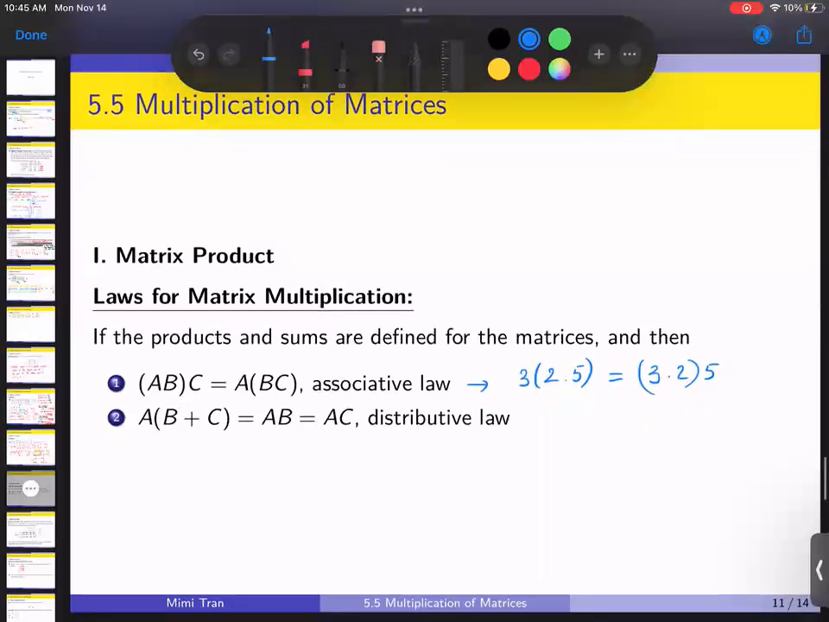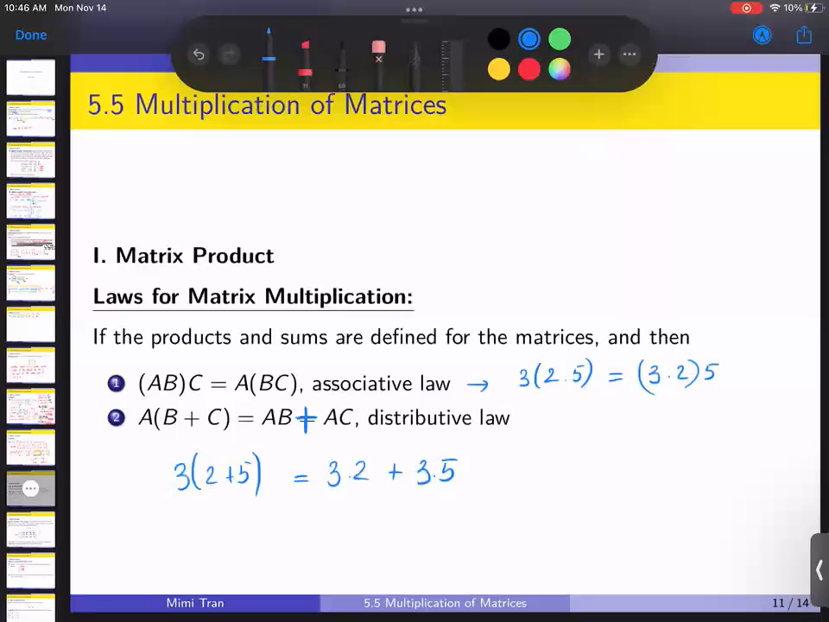Or the second law, say the distributive law: if I add the two matrices, so add B and C, and then multiply by A, it's the same thing as distributing, A times B plus A times C. I'm sorry, it should be a plus here. Right? Just like numbers. If you have 3 times 2 plus 5, it's the same thing as 3 times 2 plus 3 times 5, right?